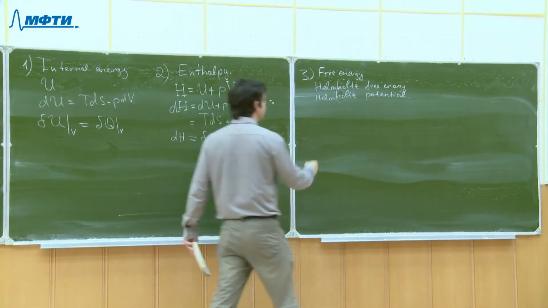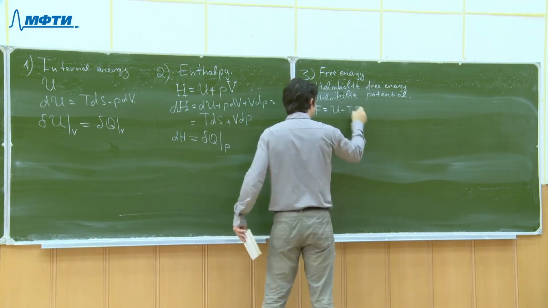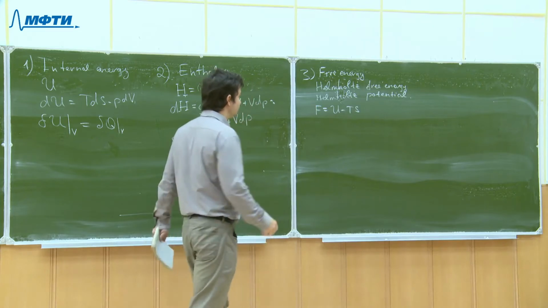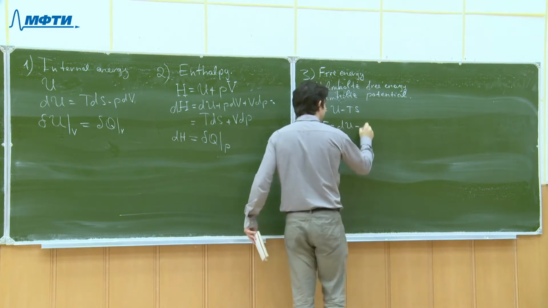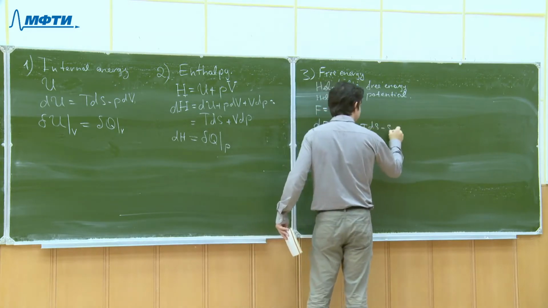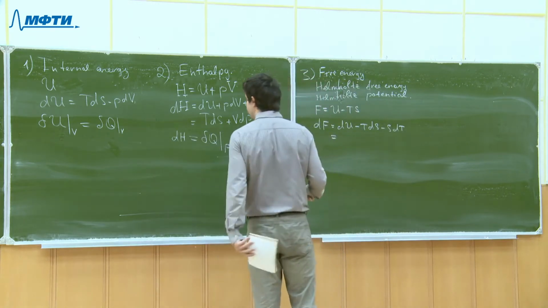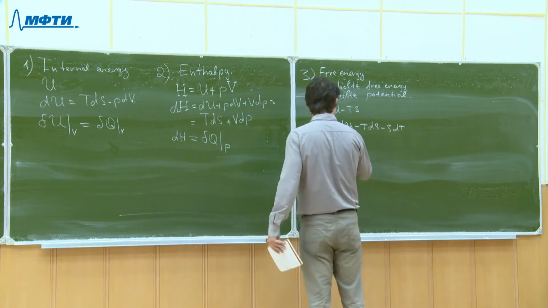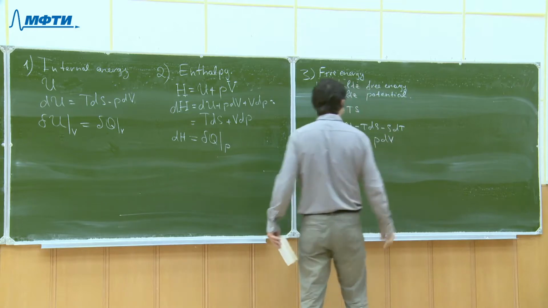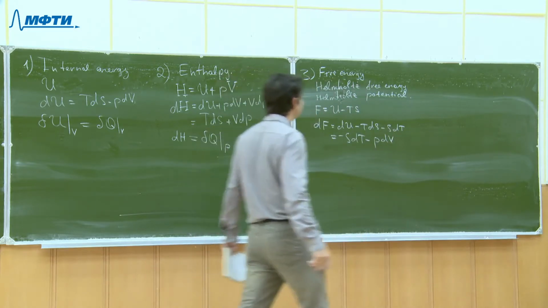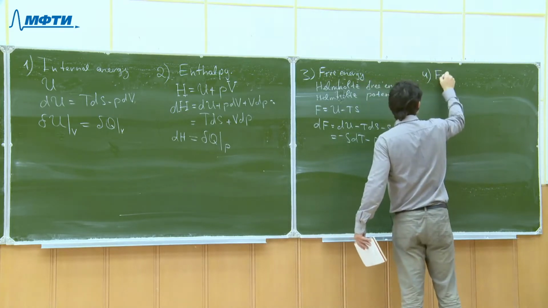And the definition of this is F equals U minus TS. And if you look at the differential of this, that would be dU minus TdS minus SdT. Plugging in the differential of U, that would give us minus SdT minus PdV. And the final one also has lots of different names. One of them is free enthalpy.